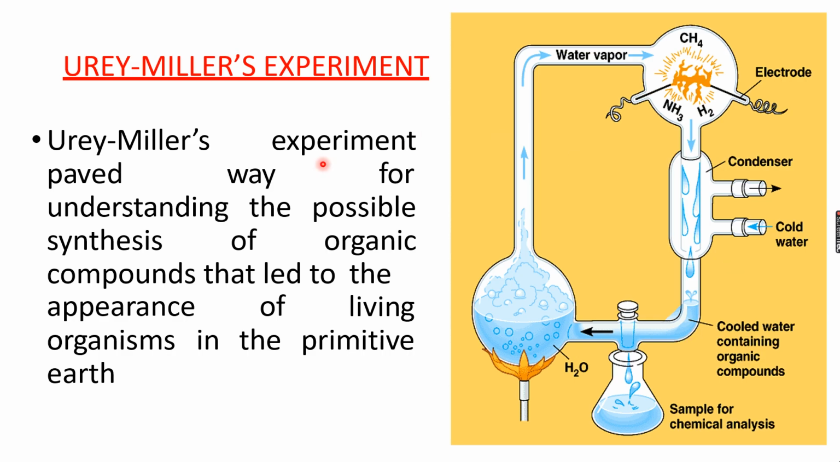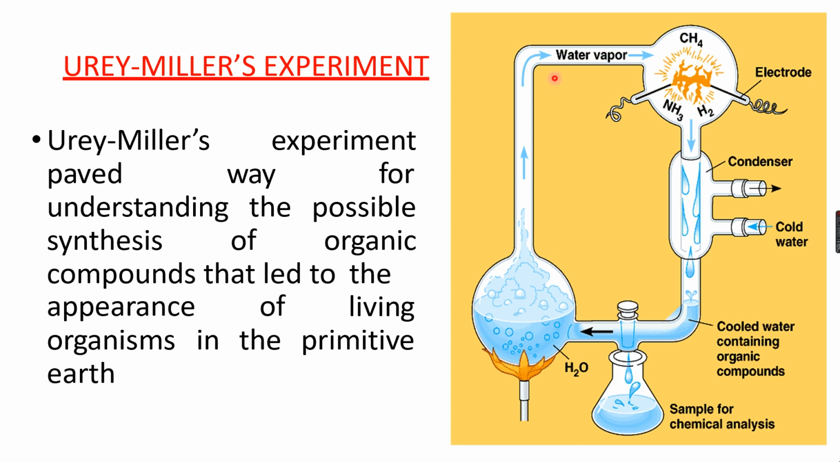Now coming to one more experiment, called the Urey-Miller experiment, an experimental approach to the origin of life. Urey and Miller, the two important scientists, proved that life can originate from organic compounds. They proved by an experiment how new life appeared in the early atmosphere. That's why this famous experiment was named the Urey-Miller experiment. It paved the way for understanding the possible synthesis of organic compounds that led to the appearance of living organisms in the primitive earth.